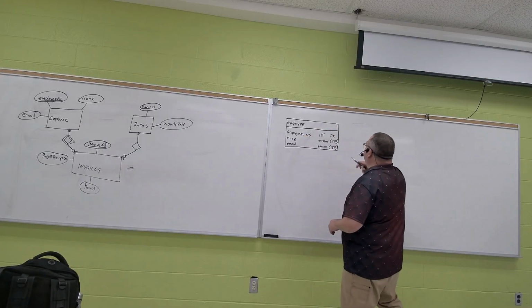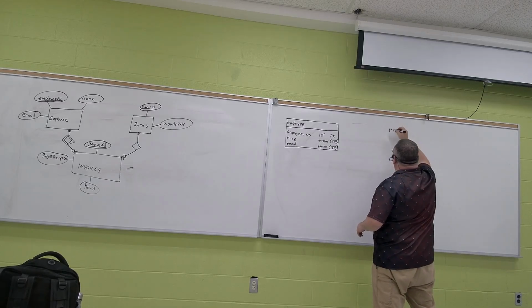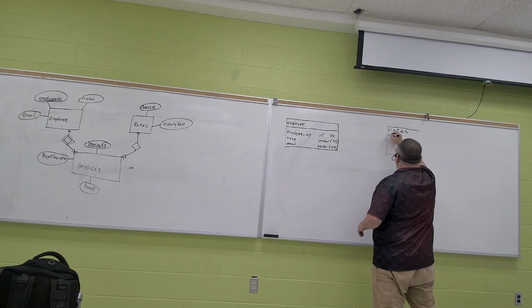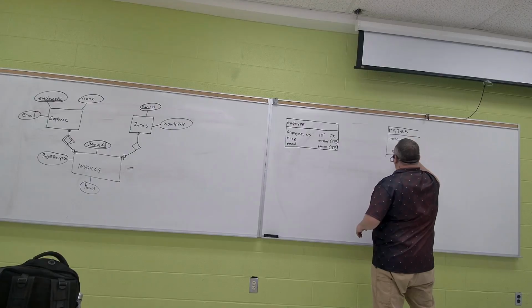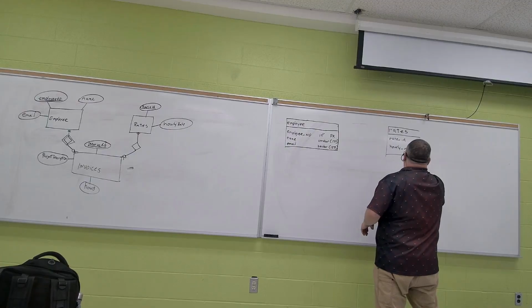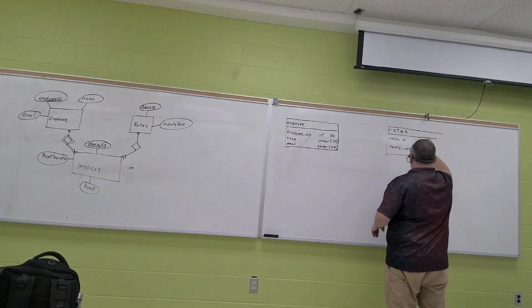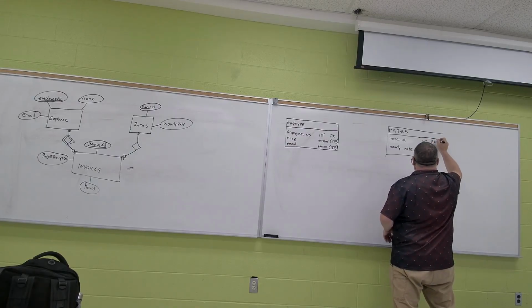All right, so we got our employee table. Now we have our rates. And we have our rate ID, and we have our hourly rate. Again, that's going to be an int, and this is our primary key.